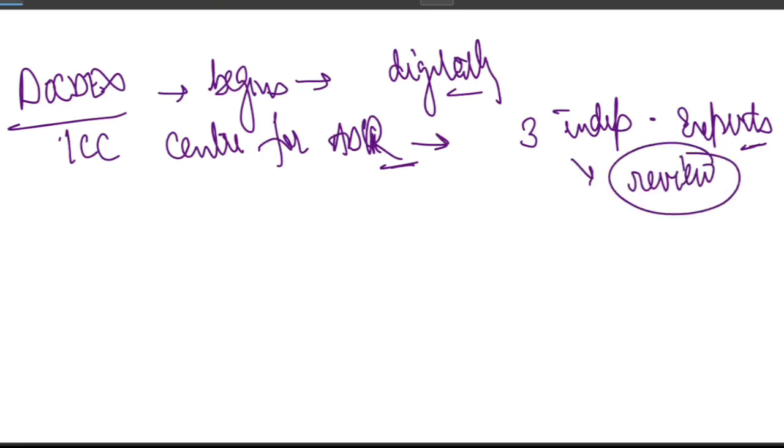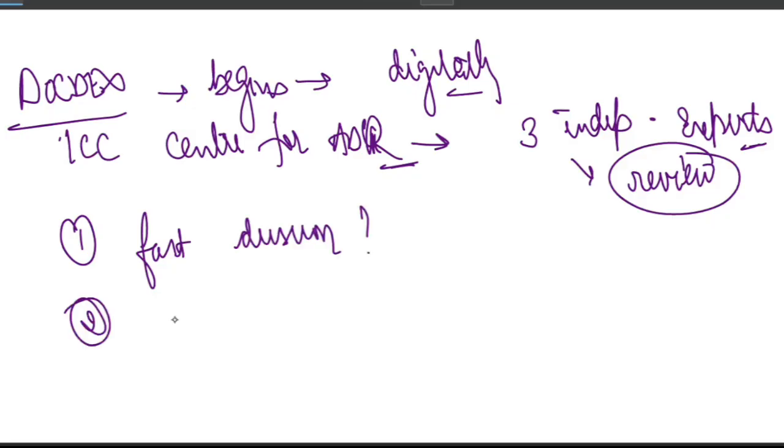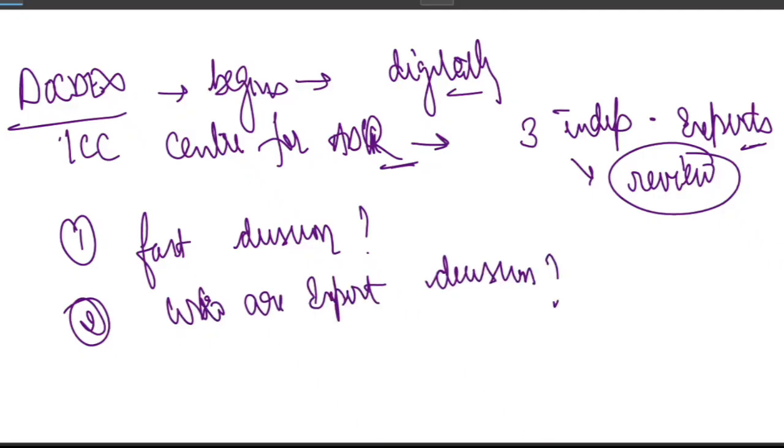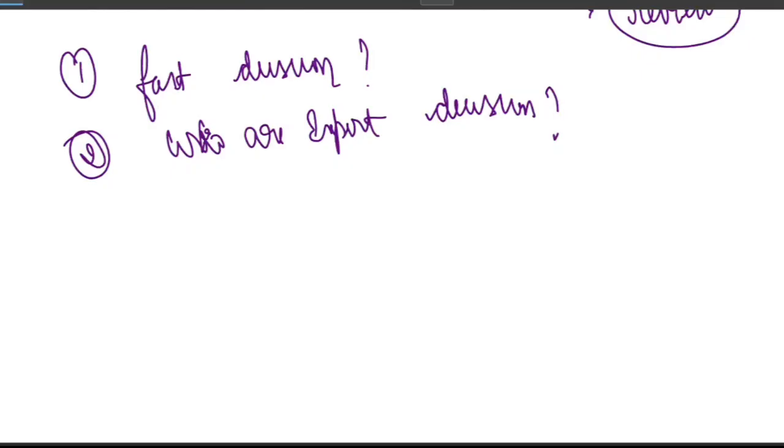Now parties usually want to know 2 things. First, how fast is the decision? Second, who are the experts deciding my case? So basically, whenever the DOCDEX case begins, everything happens digitally. The ICC Center for ADR appoints 3 independent experts to review the case. And if you talk about the timeline, DOCDEX is quite fast.